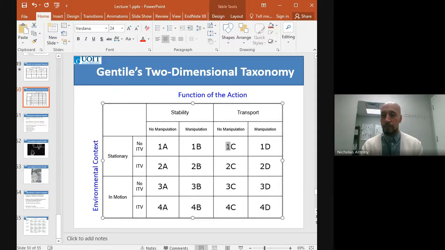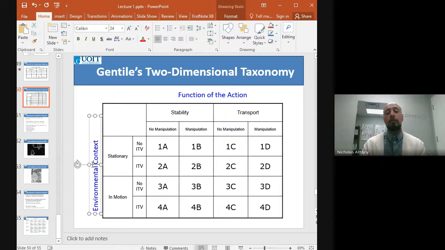Who else said something? Tennis. So Jacqueline was talking about tennis. So Jacqueline, in playing tennis, not a tennis serve, but playing tennis, are the environmental regulatory conditions stationary or are they in motion?